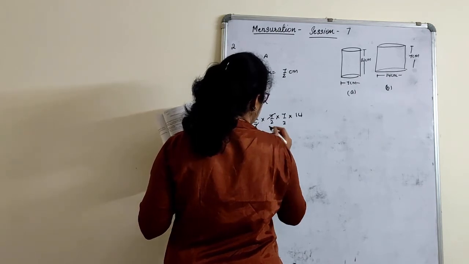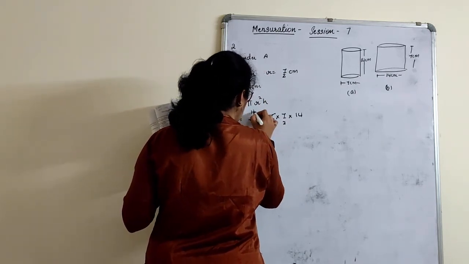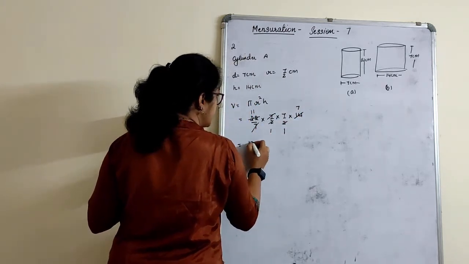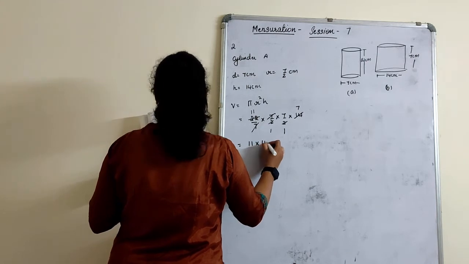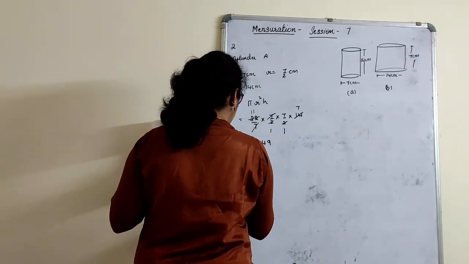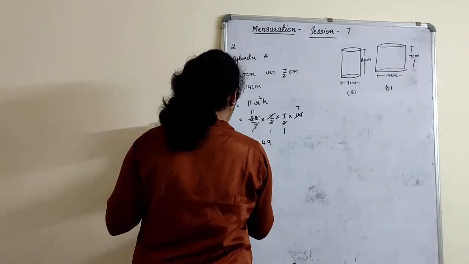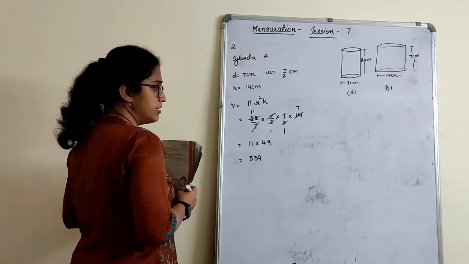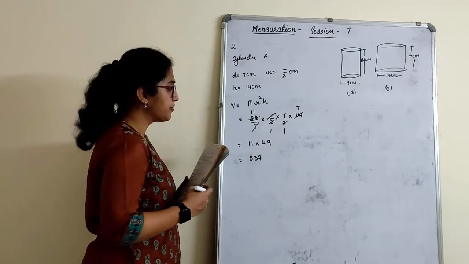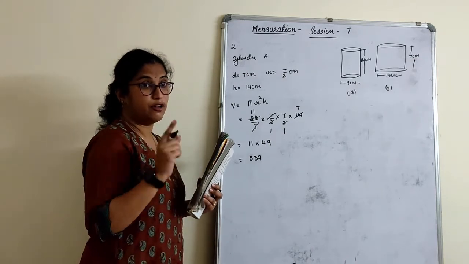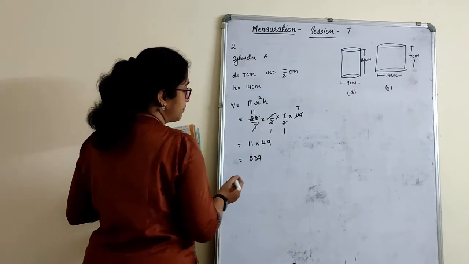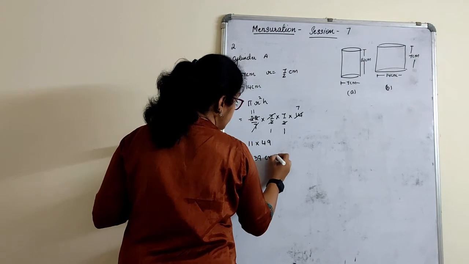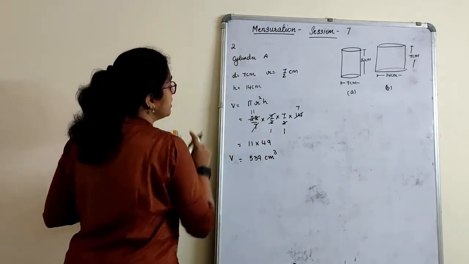7 and 7 will get cancelled. 2 ones are 2, 2 elevens are 22, 2 ones are 2, 2 sevens are 14. So it is 11 into 7 sevens are 49. 11 into 49, when you multiply you will get 539. So simple: 49 tens are and 49 ones are. I have already told you how to go with such type of calculation. Since it is volume, children, centimeter cube. This is for cylinder A.